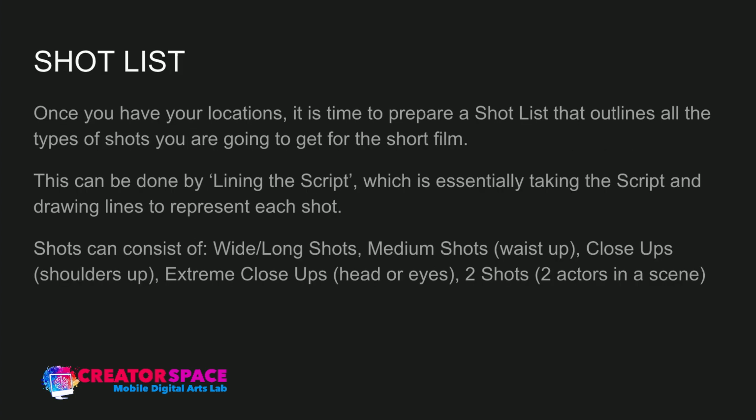Okay, so the shot list. Once you have your script, I should say script, not your locations, it's time to prepare a shot list. And this will outline all the types of shots you're going to use. This can be done by lining the script, essentially taking the script and drawing lines to represent each shot, or we can just do it by writing out each shot.